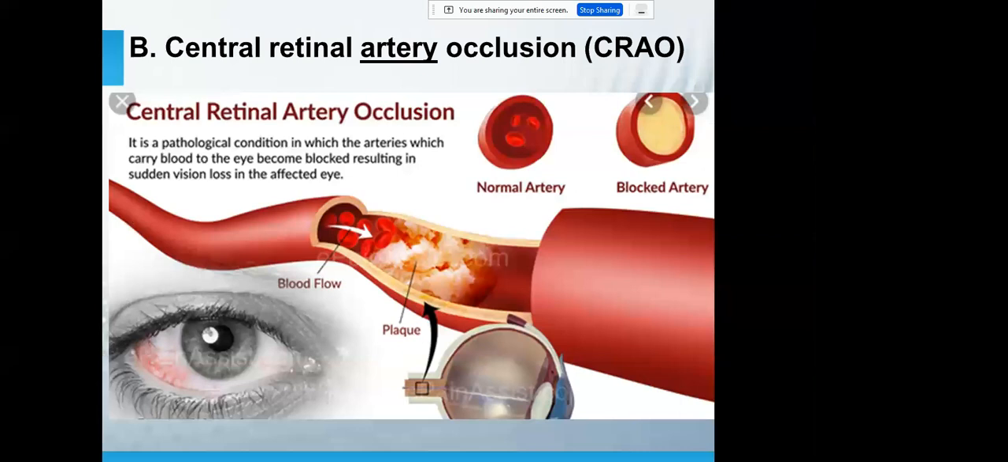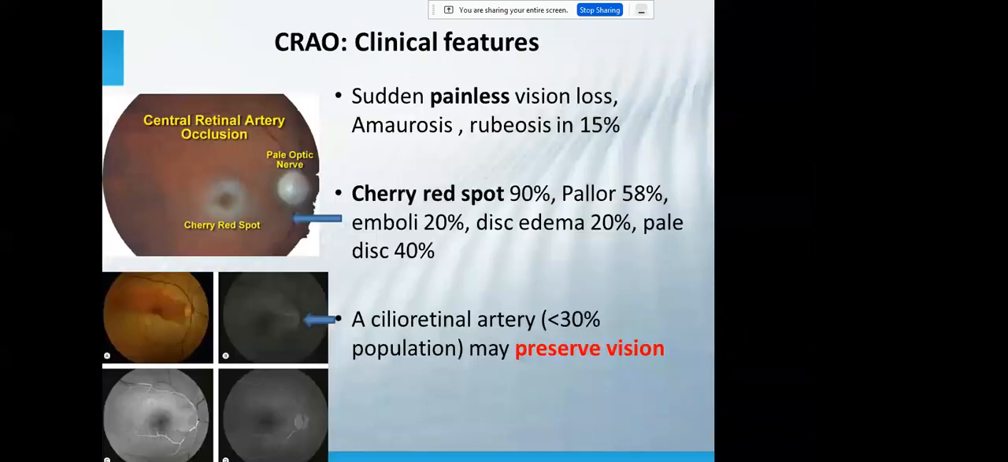In the artery, it's easy. What causes the blockage? An atheromatous plaque comes and blocks the central retinal artery. The disc will be very pale and white, and there'll be a cherry red spot at the macula. If you are lucky and you have what we call a cilioretinal artery, 30% of us have got an interesting artery that runs straight from the optic disc to supply the macula.